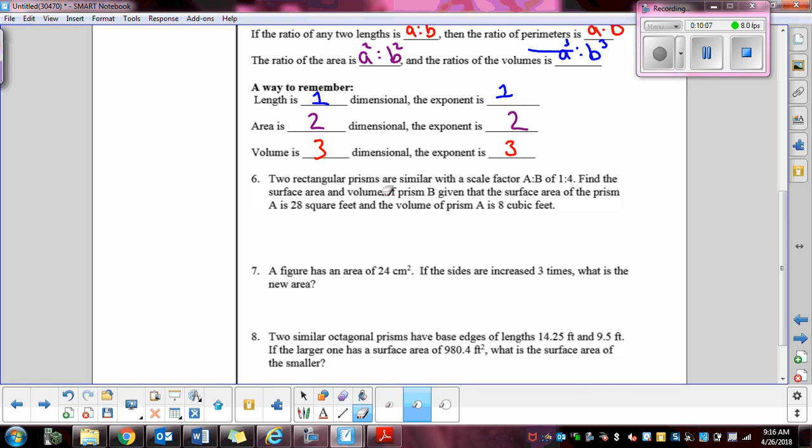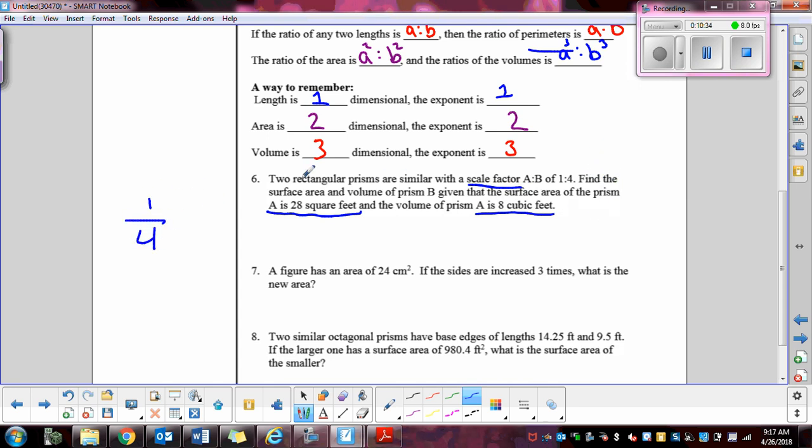Okay, it says two rectangular prisms are similar with a scale factor of A to B of 1 to 4. Find the surface area and volume of prism B given that the surface area of prism A is 28 square feet and the volume of prism A is 8 cubic feet. Okay, so my ratio is 1 to 4, and this is the scale factor, so this is the first dimension.